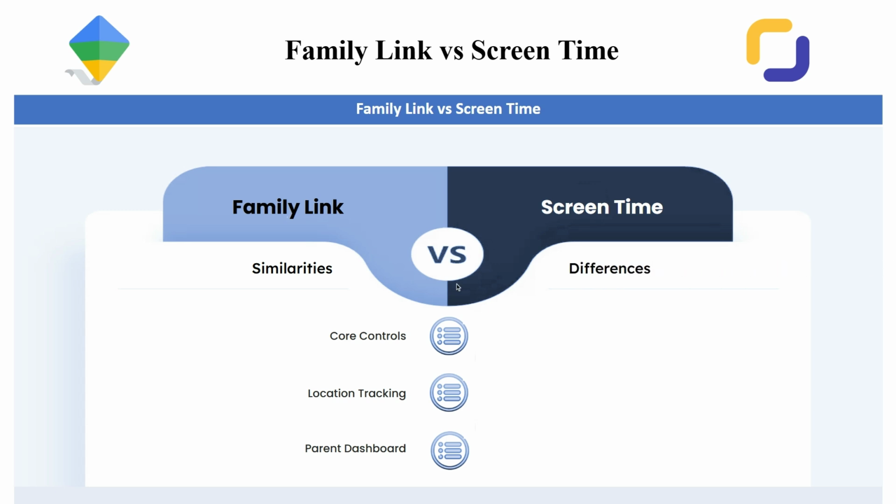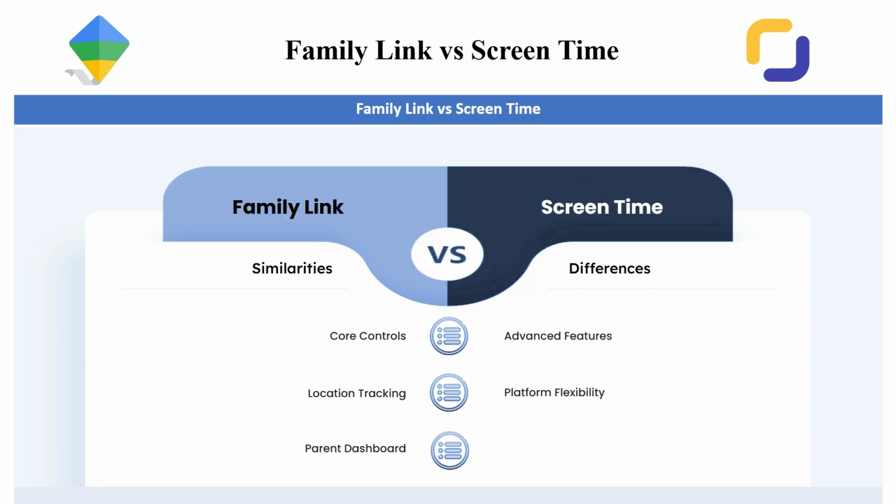Now let's look at their differences, and the first one that we have is advanced features. This is where Screen Time pulls ahead. Screen Time includes web filtering, detailed usage reports, app-specific time limits, instant device pause, and more granular control settings. Family Link focuses mostly on app management and overall screen limits. It doesn't go as deep into detailed monitoring. So if you want stronger control tools, Screen Time is more advanced.